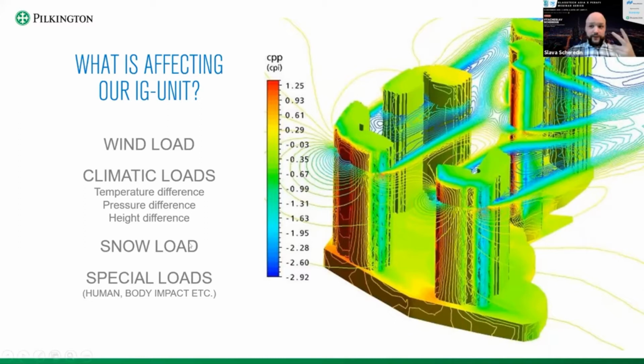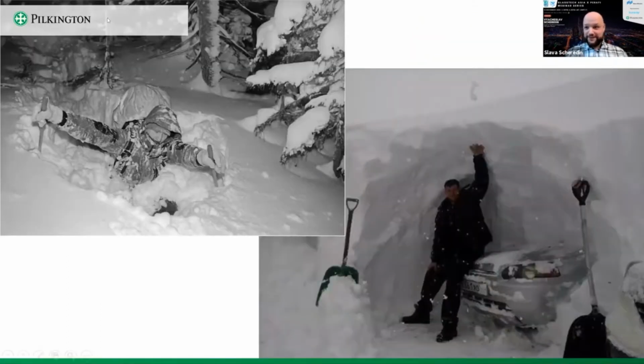Of course, apart from these two most important ones, wind and climate, we take into account snow and other special loads. Snow load is a case for Russia, but not for Southeast Asia, except for mountains here. So some examples of our weather are included on the slide.